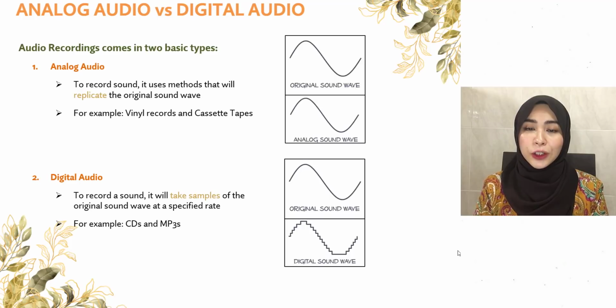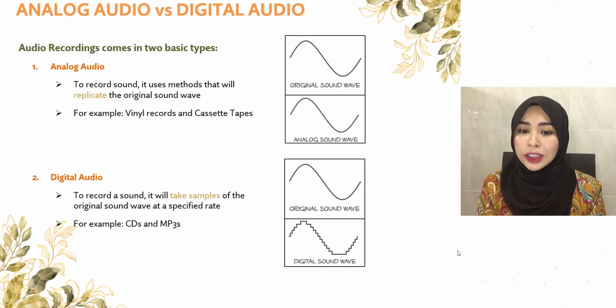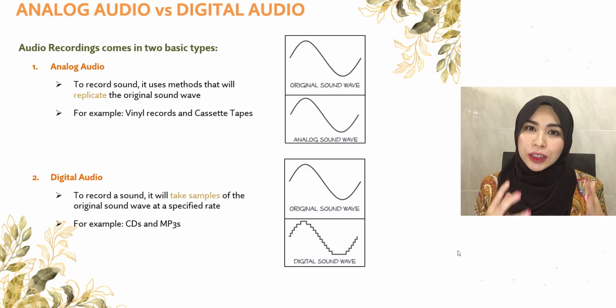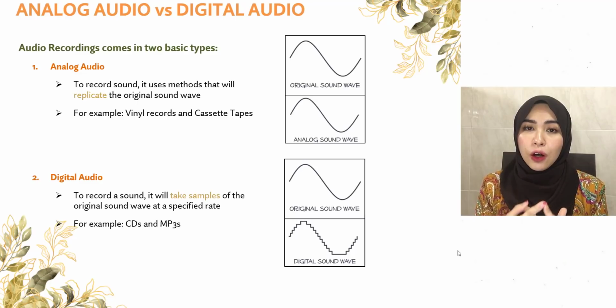Alright, so when it comes to audio recordings, there are two basic types, which are analog and also digital. Analog refers to sounds that are recorded using things like vinyl records and cassette tapes, where the data are not stored in digital form. When we talk about digital audio, the data will be in terms of bits. So our computers and our phones, all of the sounds that are recorded inside those devices will be in bits, which is digital form.